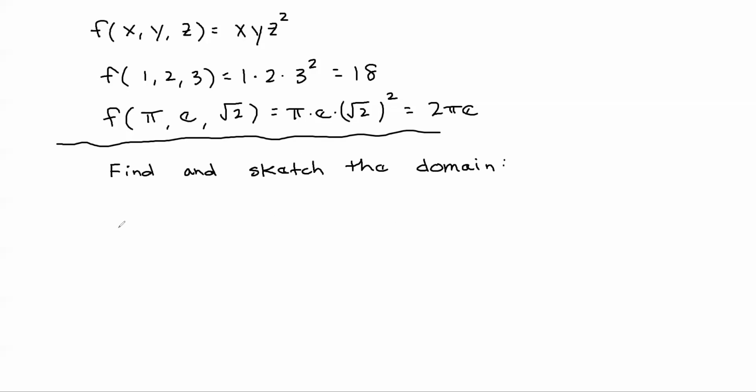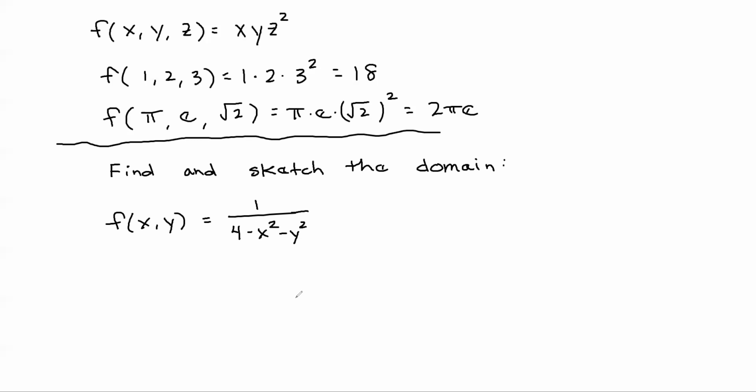All right, so let's say we start with f of x, y equals 1 over 4 minus x squared minus y squared. All right, and we want to go through and find the domain. So we want to find everything that we can plug in that will produce a finite output.